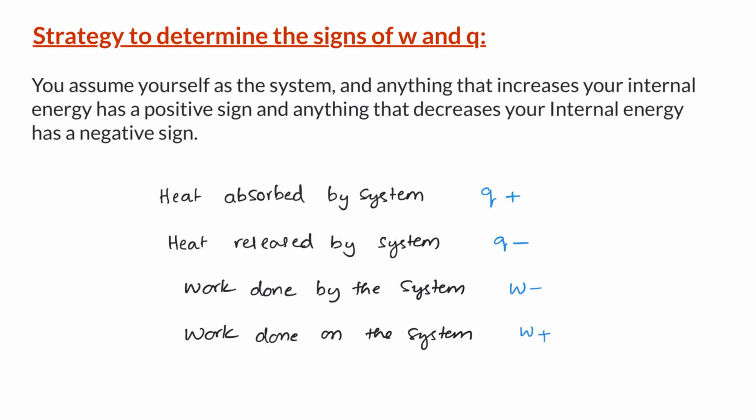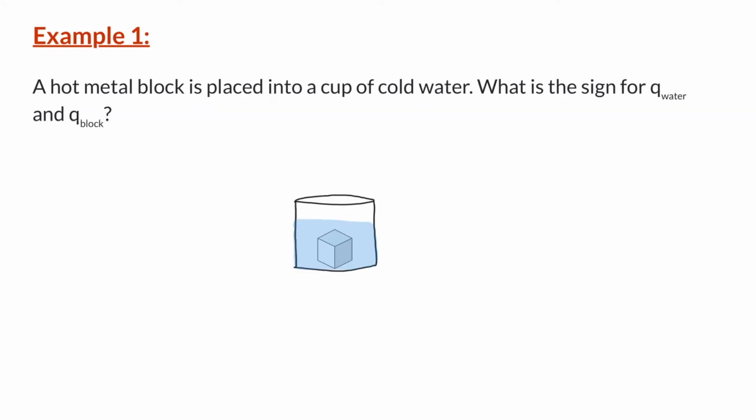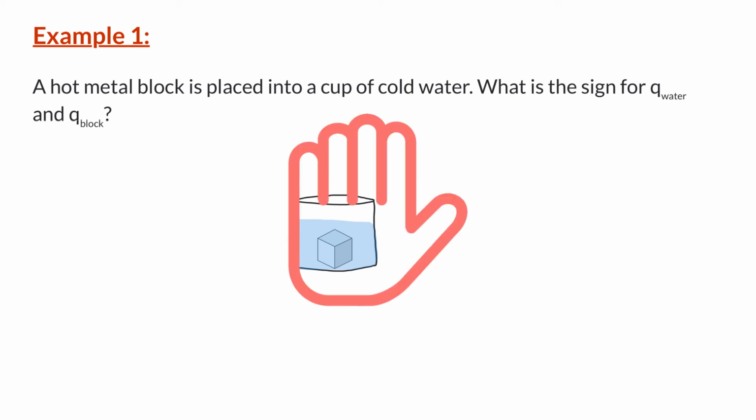When doing arithmetic calculations, it is very important to keep an eye on the signs of thermodynamic variables. Let us now do a couple of examples. Let us do an example. A hot metal block is placed into a cup of cold water. What is the sign for Q water and Q block? Pause the video here and try to answer this question.